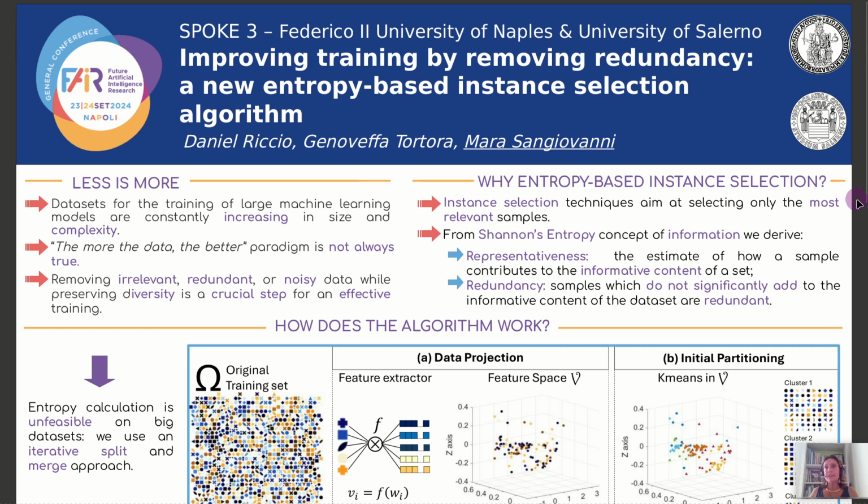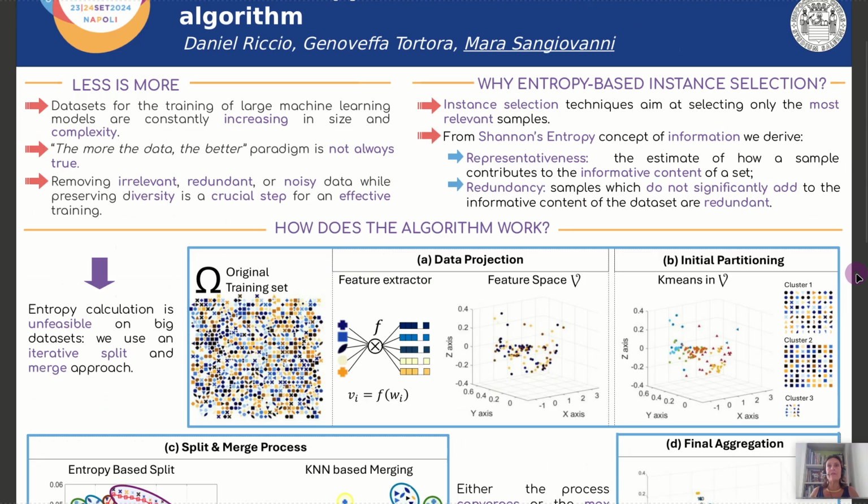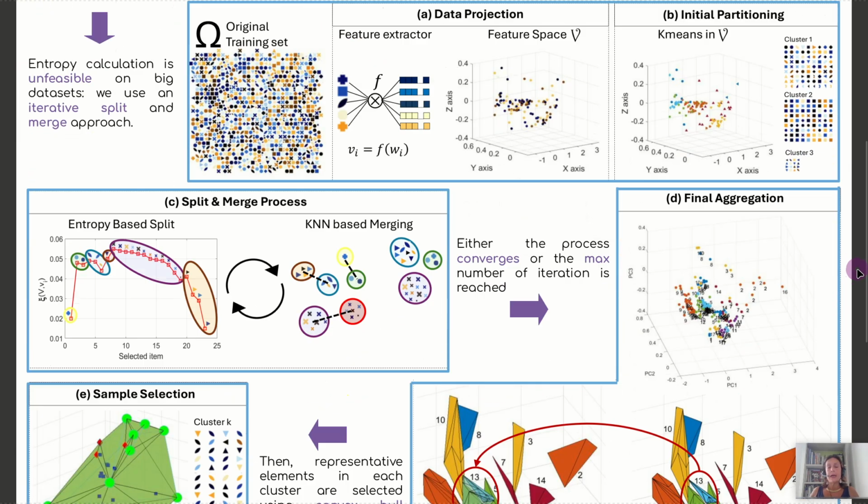So we developed an instance selection method that relies on Shannon's entropy concept of information to derive the notion of representativeness and redundancy of the data. The main idea is to cluster together elements sharing a similar information content and then extracting from those clusters only the most relevant instances. However, entropy calculation is computationally demanding and unfeasible on large datasets with thousands of instances.